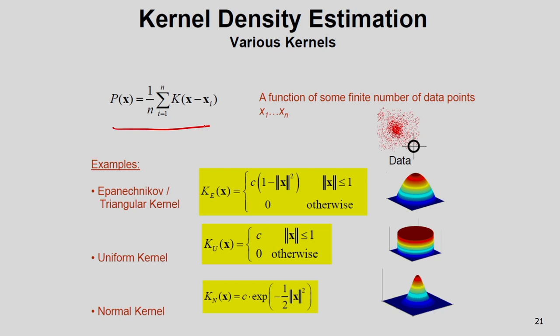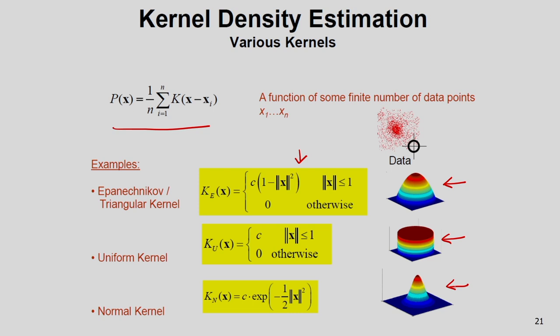The first one is the triangular kernel function, which is represented mathematically like this. The second one is the uniform kernel. So this is KU(x) equal to C if the norm of x is less than or equal to 1, otherwise it is 0. Corresponding to this, you can see the density. If I consider the triangular kernel, this is the density representation. Or maybe I can consider the normal kernel, that is nothing but the Gaussian kernel, and C is the normalization constant. Corresponding to this normal kernel, I am getting this PDF.